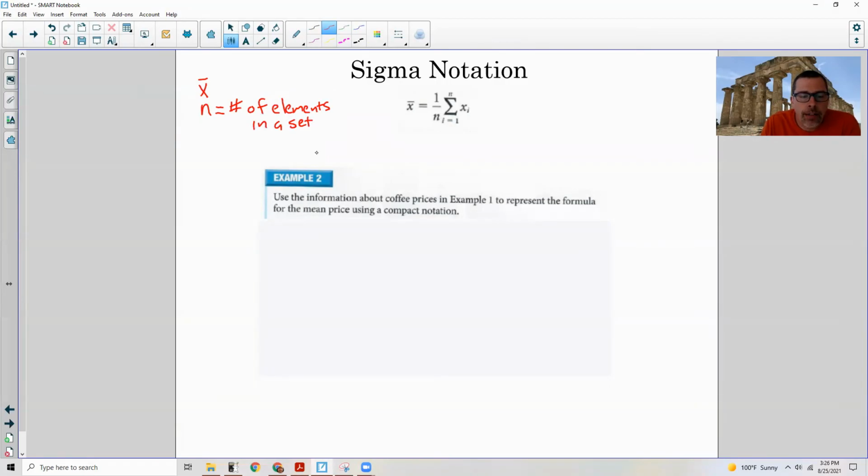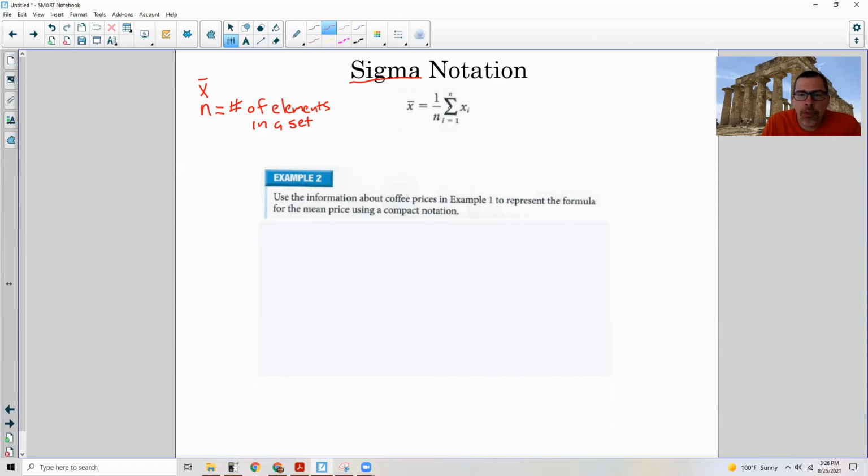Okay, so on the last example, she asked 6 coworkers for the cup of coffee prices. So n would have equaled 6. Okay, so it'd be 1 over 6. And then this here is called sigma. It is a Greek letter. It is the capital sigma. There is also a lowercase sigma that looks something like that. Okay, and that's used for something else in math.